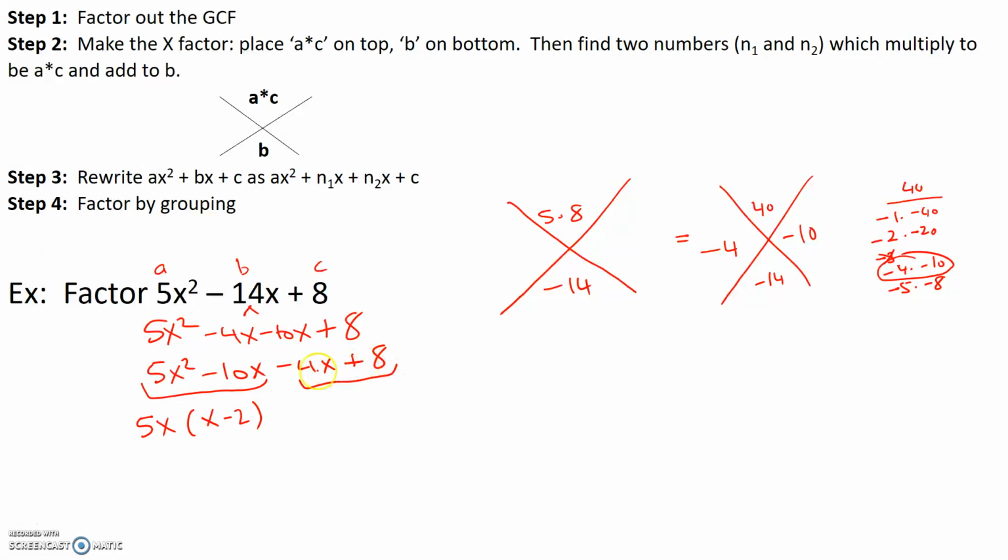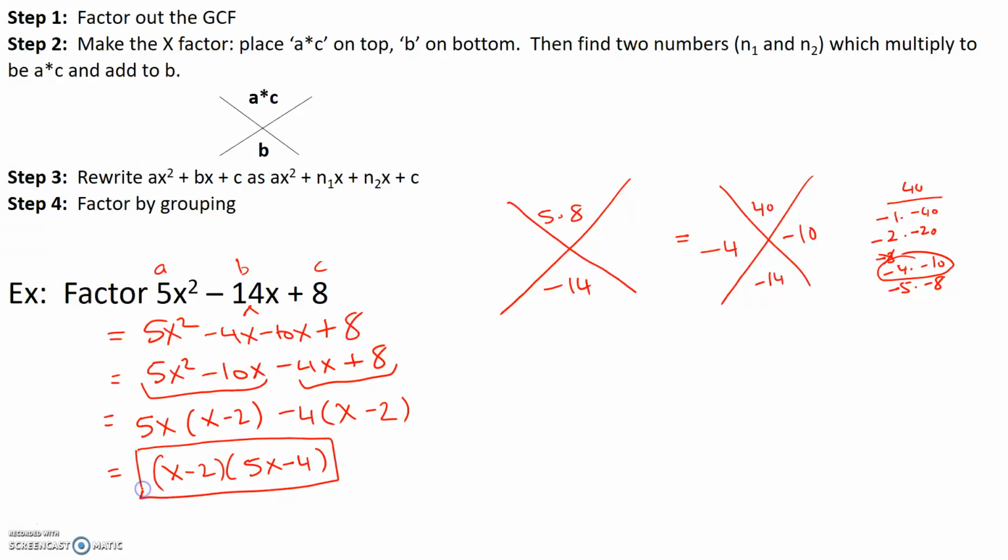My common factor is 4, but because the first term of the second group is negative, I will also factor out a negative. So -4x divided by -4 is x, 8 divided by -4 is -2. Then I will take out the common factor of x minus 2, so we have x minus 2 times 5x minus 4. And I will leave you to check by multiplying to see if this is correct.